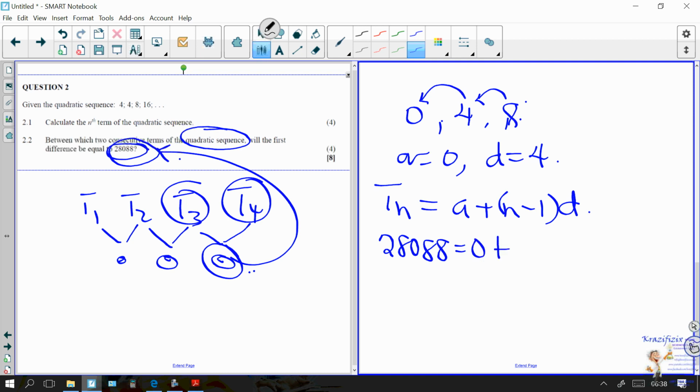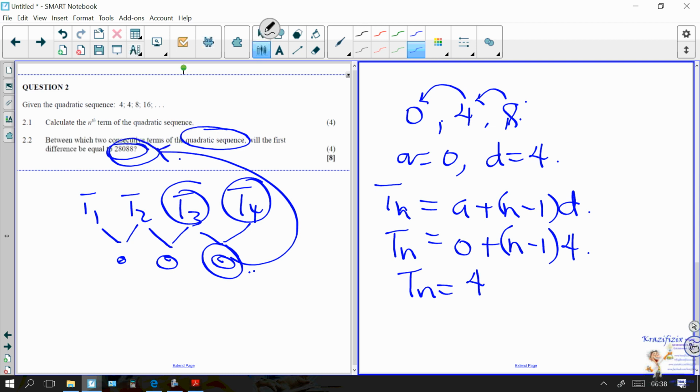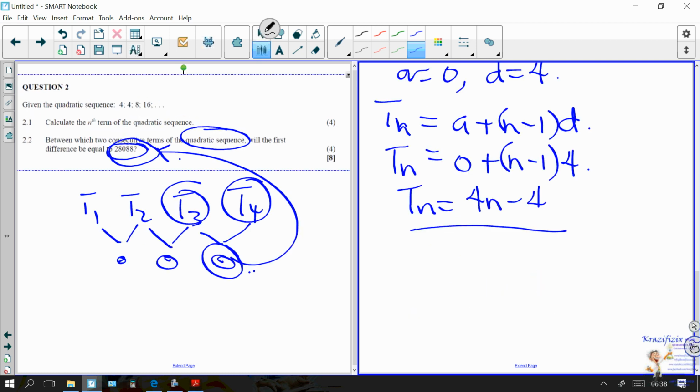What's my a? 0. What's my n? Okay, let's get Tn first. It's easier. Let's work with Tn first. 0 plus n minus 1, and my difference is 4. So what is Tn? 4n minus 4. Okay, that's for my arithmetic.